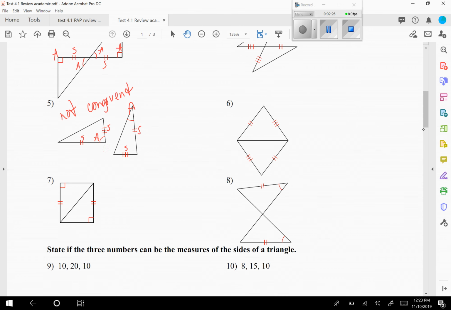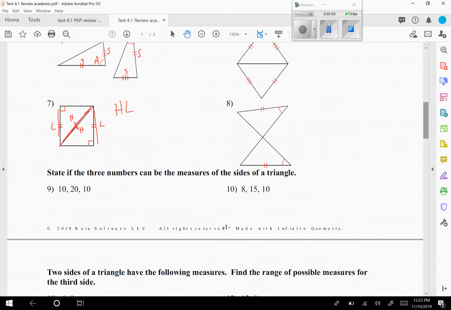Okay, question 7. Again, we see right angles, so we're going to first think about hypotenuse leg. These sides over here, those are legs, so I'm going to label them with L. And then the side in the middle, that's the hypotenuse. And since both of them are sharing it, it's congruent, so that's H. So we can see on each we have hypotenuse and leg, so it's hypotenuse leg.